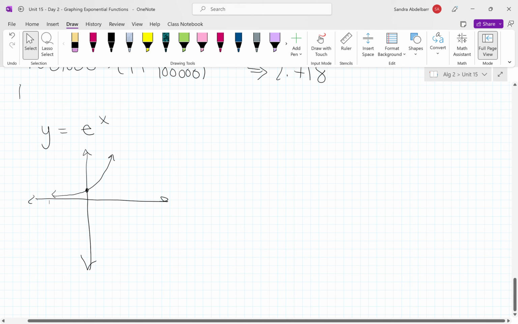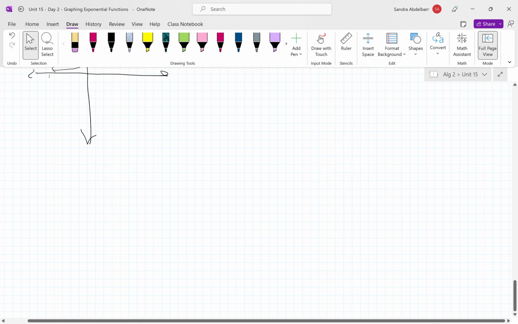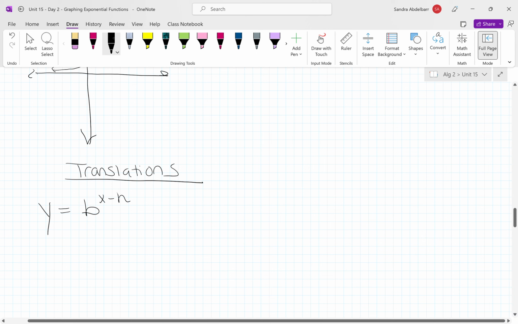Okay, so now we're going to talk about logs. Actually, we're not going to talk about logs just yet. Let's talk about translating our exponential functions. So let's talk about translations now. So let's say I have y is equal to b raised to the x minus h plus k.